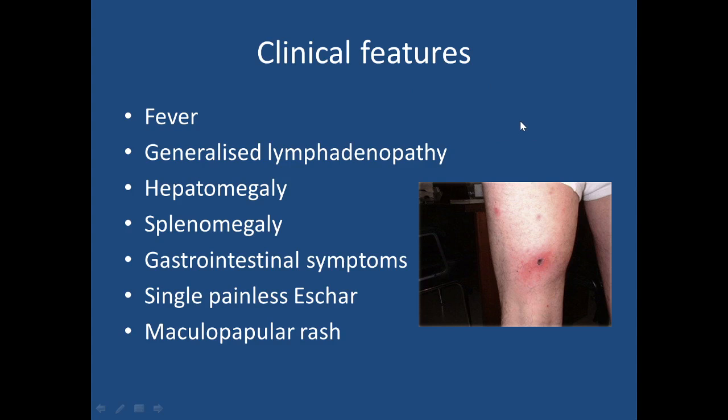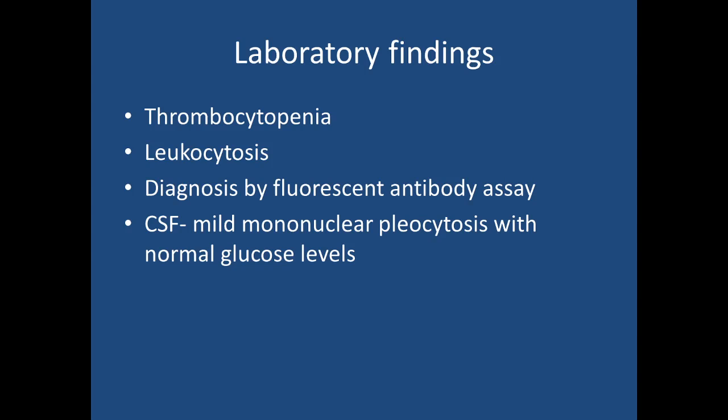And another laboratory finding we can see is thrombocytopenia. Around 50% of patients present with thrombocytopenia, so this will also make it difficult to differentiate from dengue. So we have to look for other features of dengue or mostly do lab testing. Then leukocytosis can also be there.